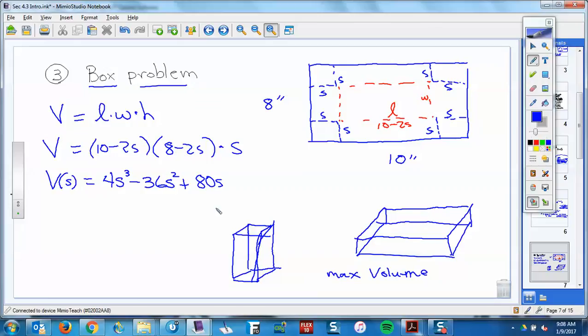That was step 3. Find the critical points. V prime, which would be 12S squared minus 72S plus 80 equals 0. Now we could factor out some things, but who cares? You got calculators for this. Let's solve that.